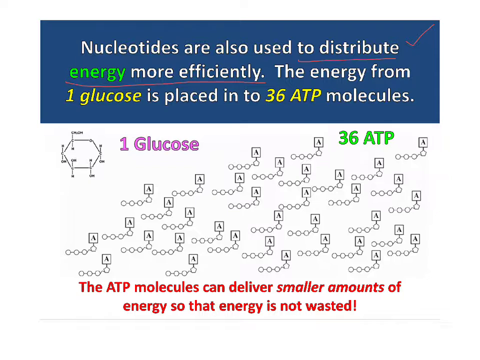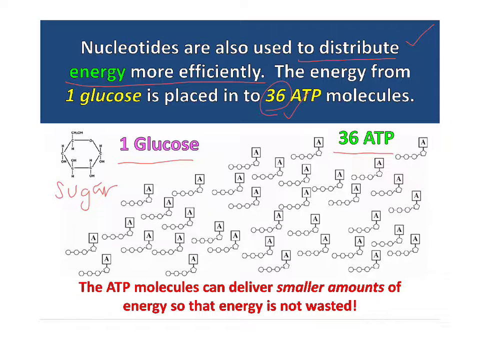The energy from one glucose molecule can be transformed into 36 ATP molecules. Take a look at your notes. How many ATP molecules can be made from one glucose molecule? The answer is 36. So I want you to take a look at this picture. Glucose is a sugar. You can tell by the ring structure. Glucose is the sugar that is made by plants during photosynthesis. It is also the sugar that every cell needs in order to function.